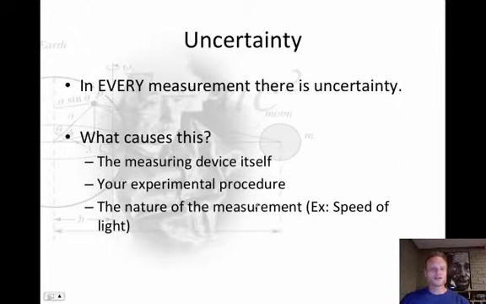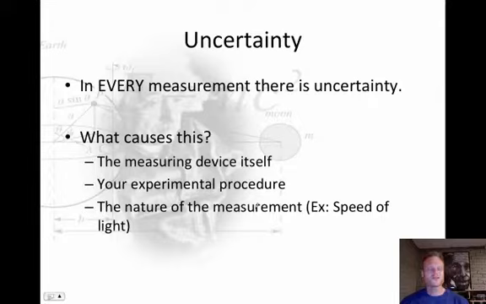Okay, so there's this thing called uncertainty, and basically in every measurement there is some uncertainty. And you may say to yourself, well, what causes this uncertainty? The measuring device itself can cause some uncertainty. Your experimental procedure will cause some uncertainty. Okay, so maybe your experiment isn't run quite correctly. Or the nature of the measurement.